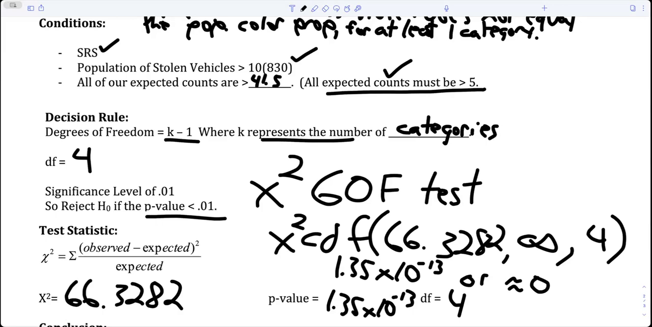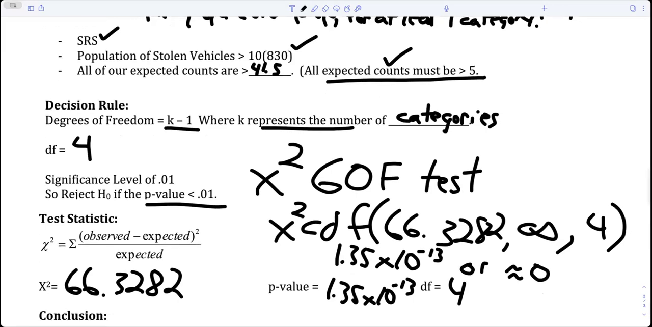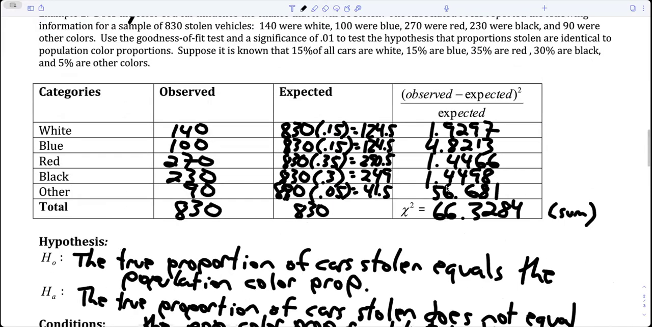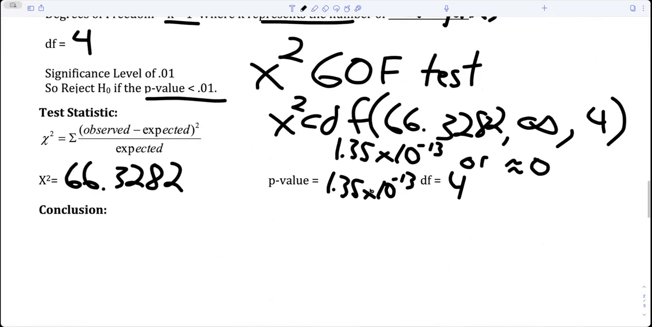Okay. And so since my p-value is less than alpha, we are going to reject H0. Did you say reject at the beginning? If you look at this category right here, I got 56.681 for the observed minus expected squared divided by the expected for this category. That is significantly off from what it was expected to be. Therefore, that is evidence against the null hypothesis. So my conclusion, we are going to reject H naught.